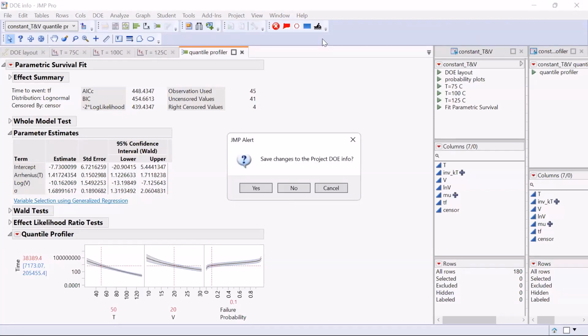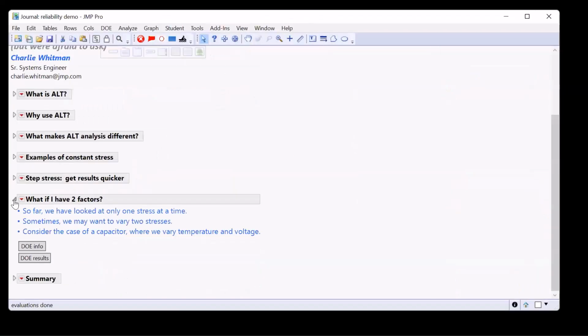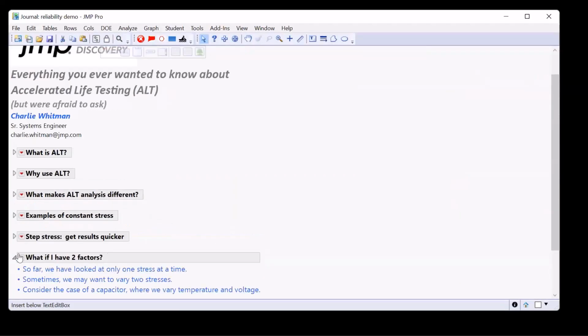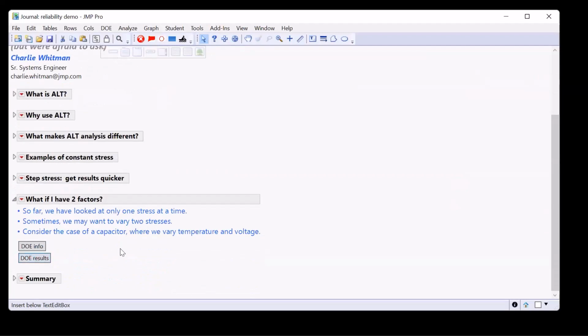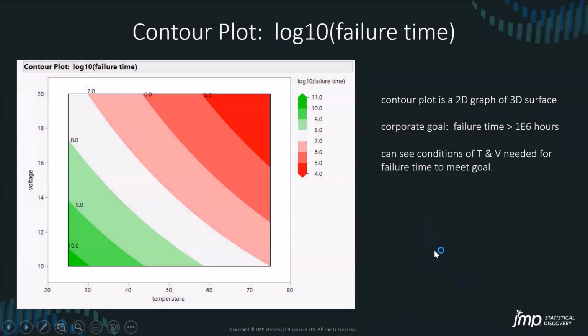Oops, okay, it's not working. No save. All right. So, oops. Okay, let's go to the results. I only have a few minutes left. I'll zip through this. So here is my reliability map now.